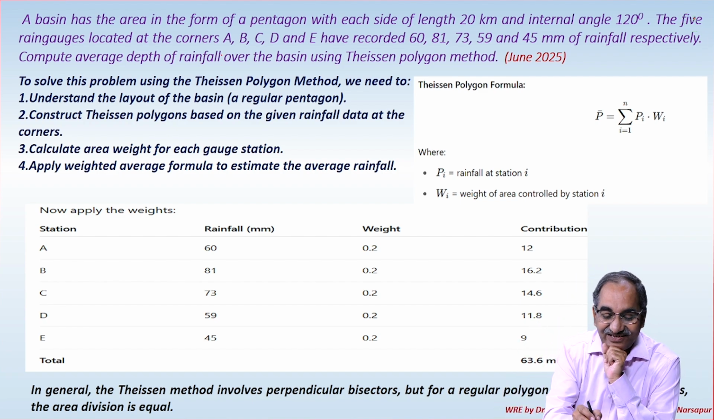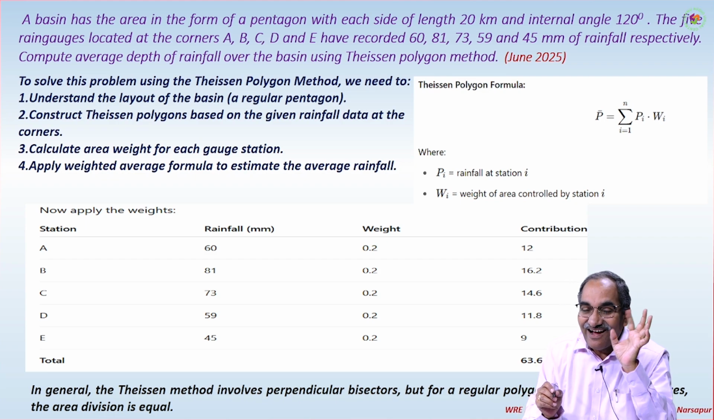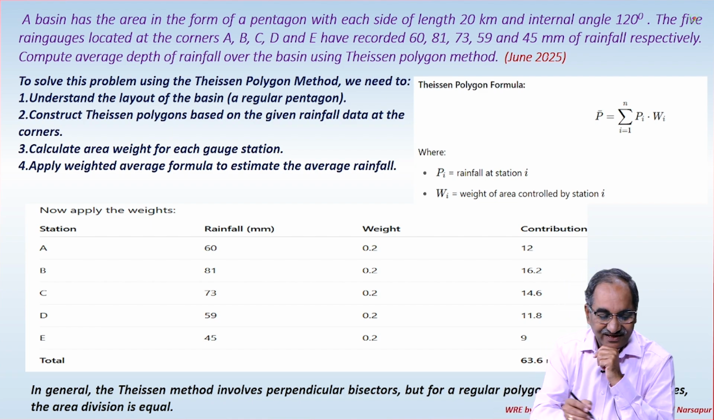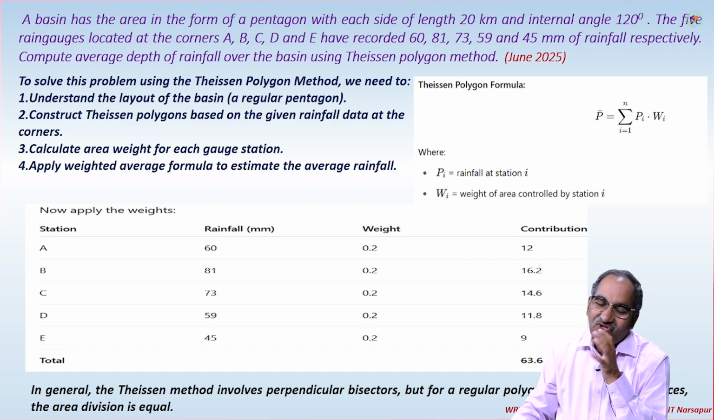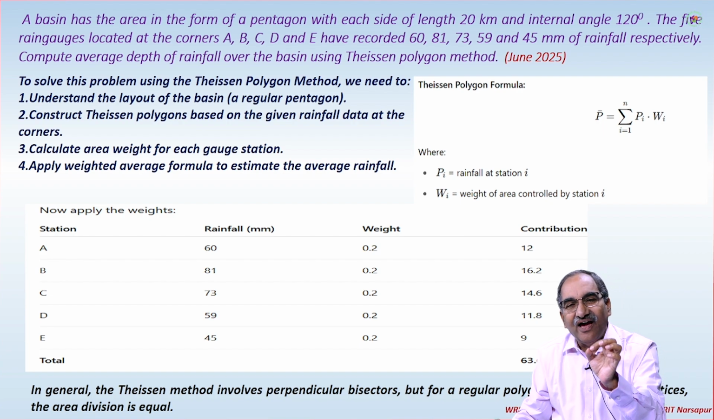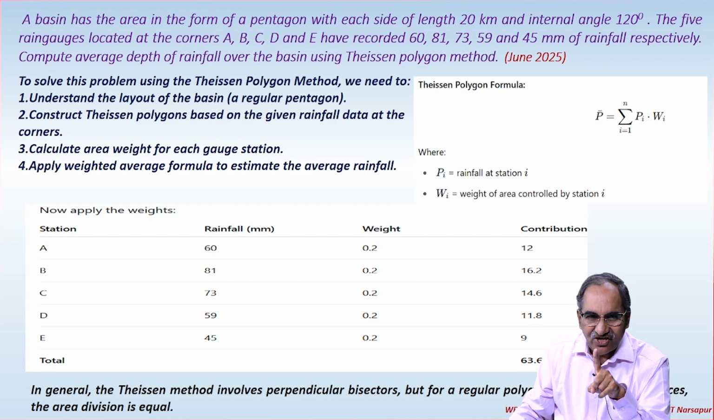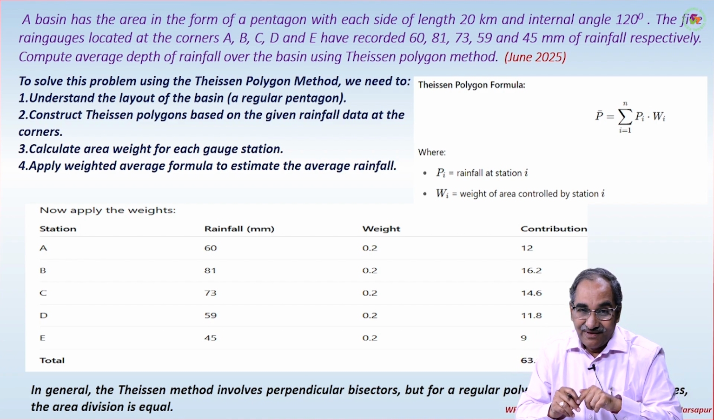The 5 rain gauges are located at the corners. Please note it, very simple. At the corners A, B, C, D, E, and their rainfall values are given. Compute the average depth of rainfall of the basin using the Thiessen polygon method. Fine. So in the Thiessen polygon method, our problem is what? What is the area allocated to each rain gauge station? Understood? That is the critical thing. But this gentleman has mentioned it is a pentagon, right?